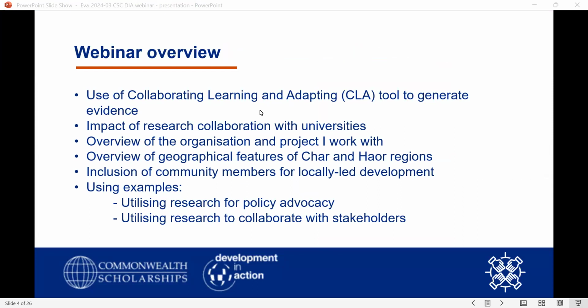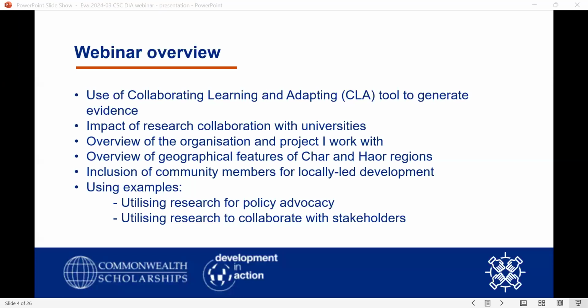First of all, as the first thing, I will discuss a very important tool, that is the Collaborating, Learning and Adapting tool. This tool is proposed by the USA, so US Agency for International Development. My project is a USAID project. So I have learned using this tool working here.